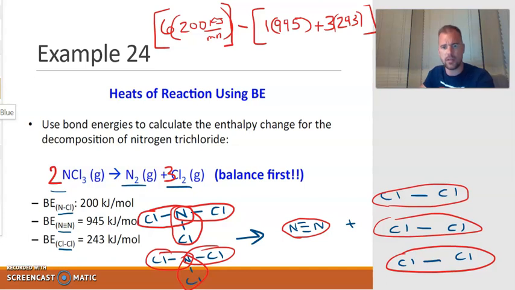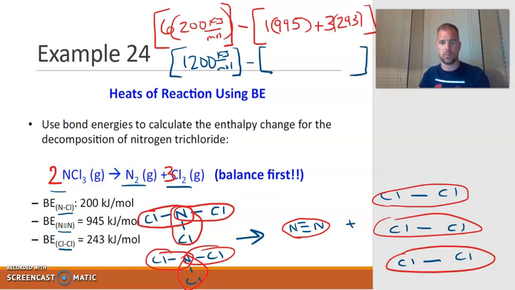6 times 200, that's going to be 1200 kilojoules per mole. That's the total for my reactants. And I'm going to subtract, what's the total for my products? Well, I got the 945 plus 3 times 243. The total for my products is 1674. Oh, I got a bug attacking my face. 1674 kilojoules per mole. Okay, so now let's think about this.